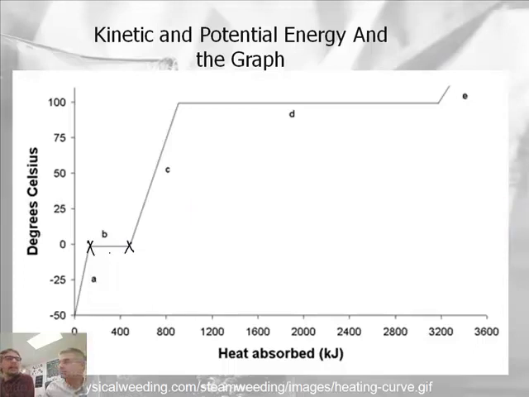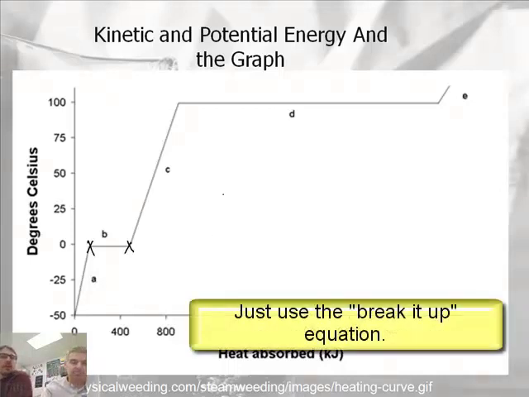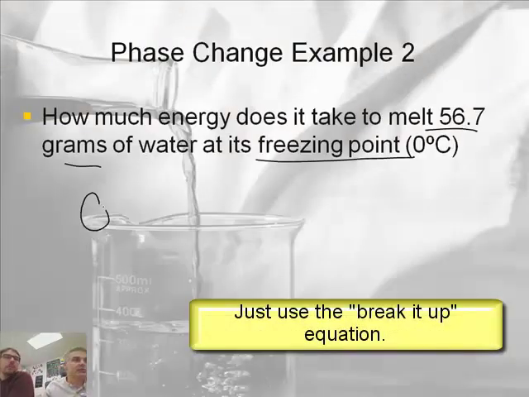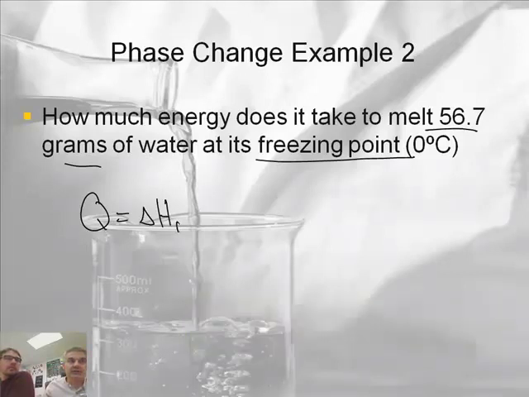So we don't have any temperature change. So we're just going to use the break it up equation. Q equals delta H times n. So Q is equal to delta H, actually delta H fusion, times n.